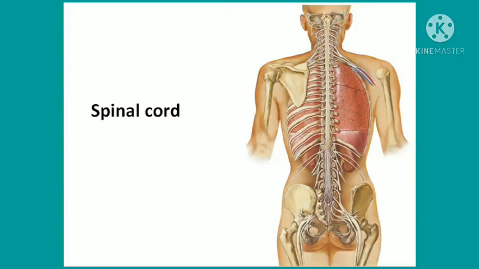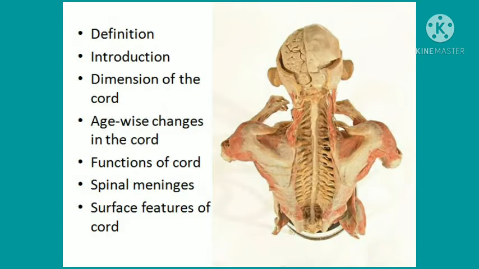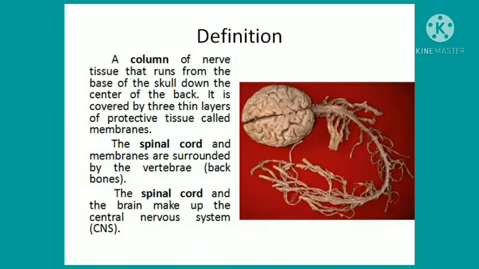We are going to learn about the spinal cord and its external features. In this session, we are going to learn about the definition, introduction, dimensions of the cord, age-wise changes of the spinal cord, functions of spinal cord, spinal meninges, surface features of spinal cord, and the clinical importance.